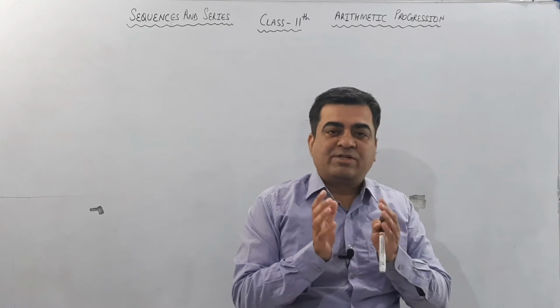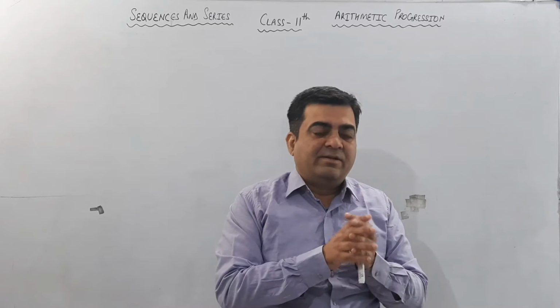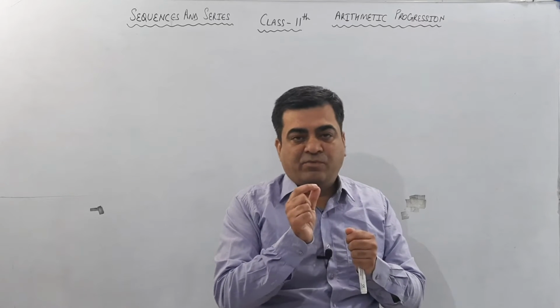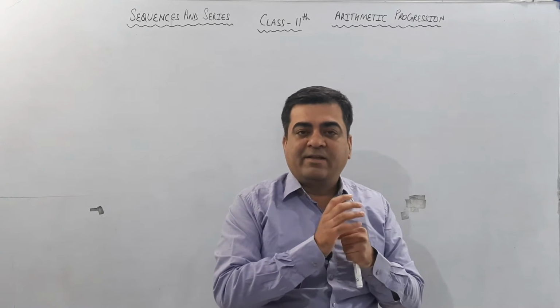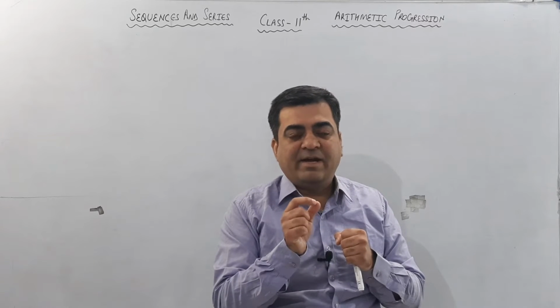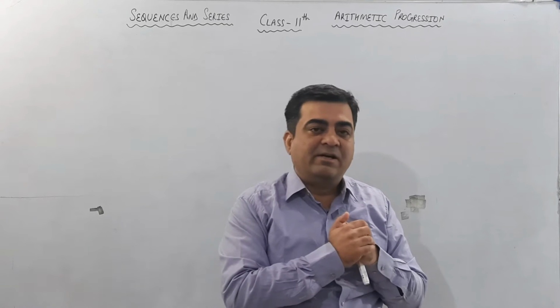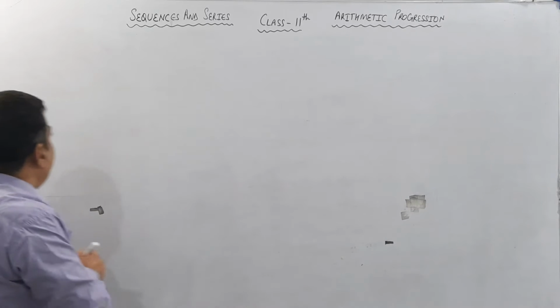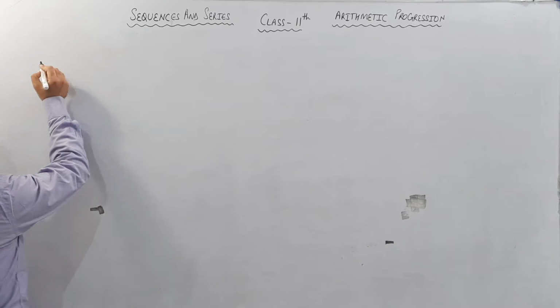We have done arithmetic progression in class 10th. In an arithmetic progression, the first term is denoted by A, and the common difference added to the first term gives the second term, and added again gives the third term. Then we will start here from arithmetic progression.